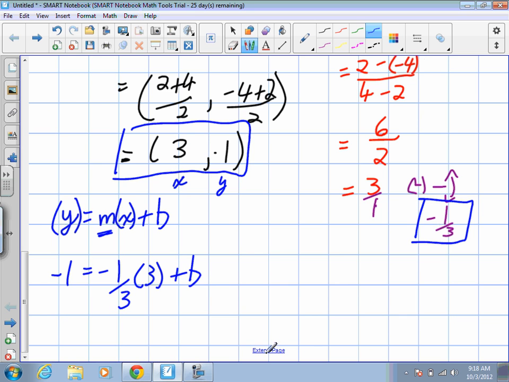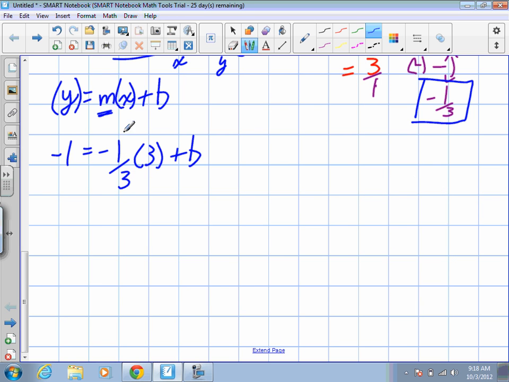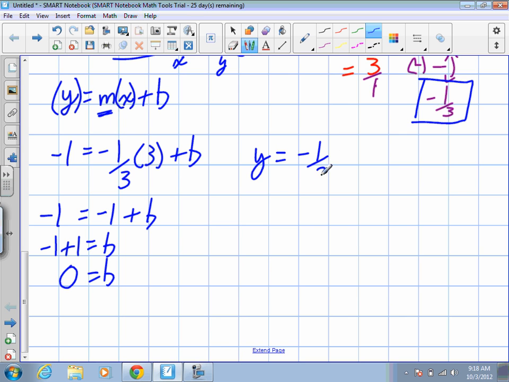Okay, negative 1/3 times 3 is just negative 1, plus b. What is negative 1 plus 1? So b equals 0. So the equation of this line is then y equals negative 1/3 x. Do I have to add 0? No, right? Because 0 is not going to make a difference.